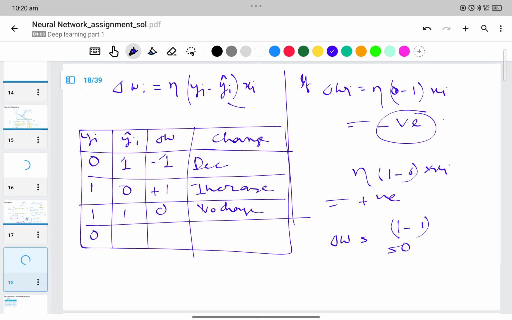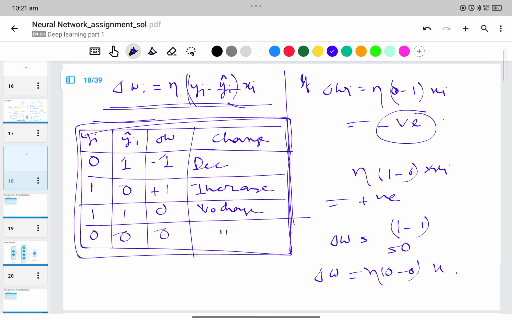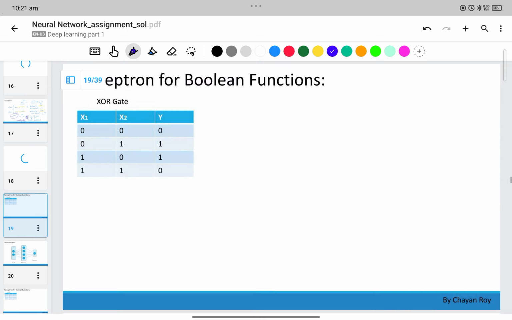And whenever our input data is 0 and we predicted 0, we don't want to change our w, so delta w is 0 minus 0, eta into x, that will always give 0, so no change. This is how we can interpret the learning rate and why this formula is there. So let's come to this.